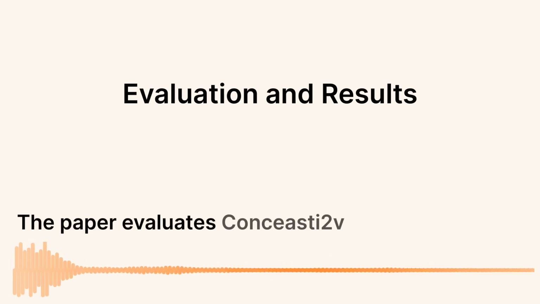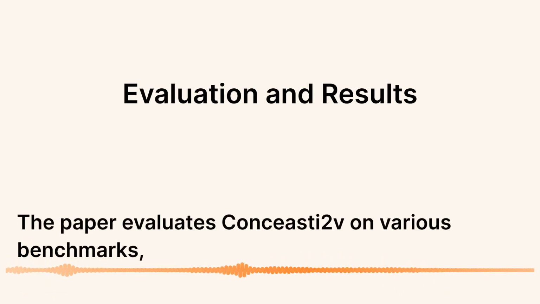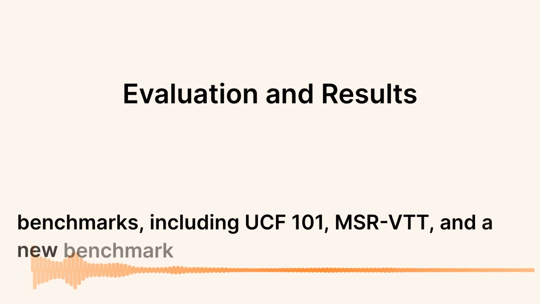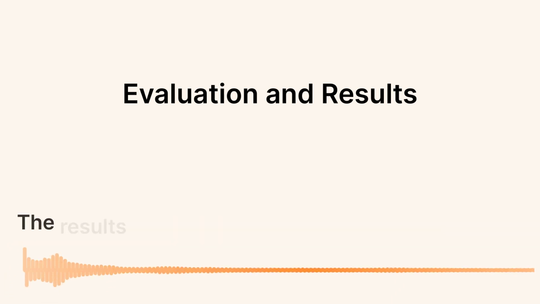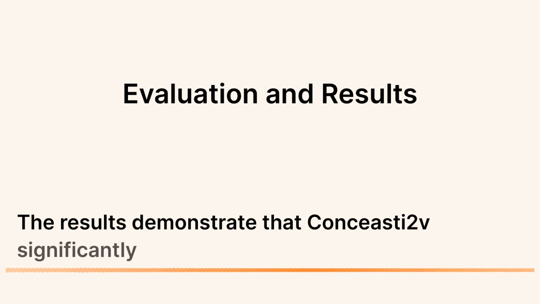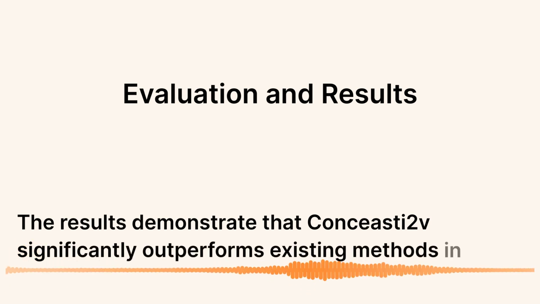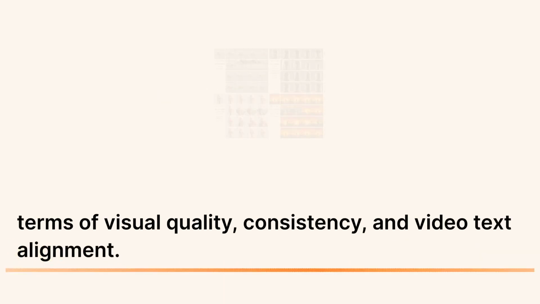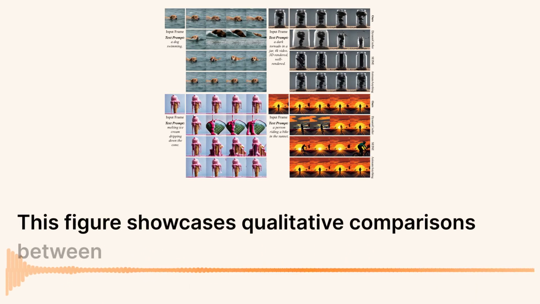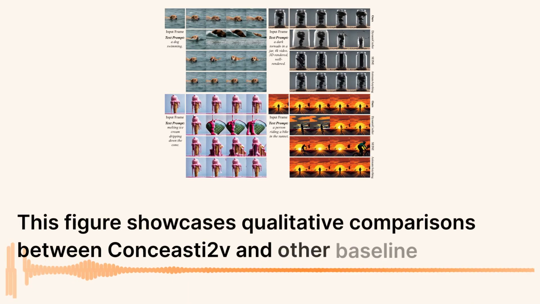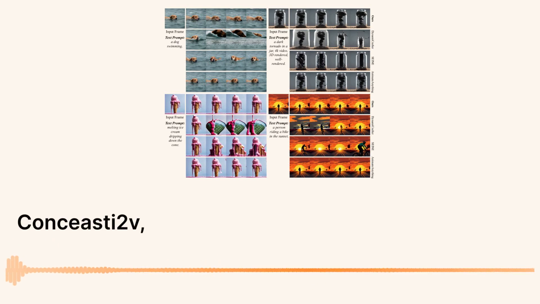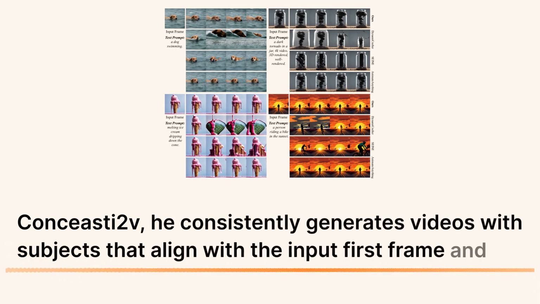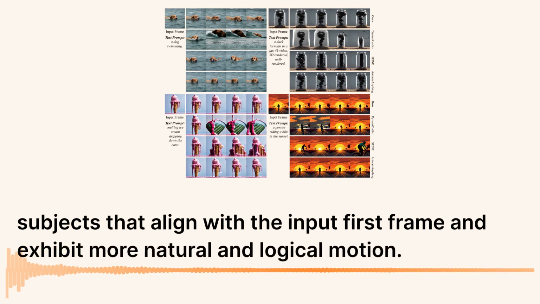The paper evaluates ConsistI2V on various benchmarks, including UCF101, MSRVTT, and a new benchmark called I2V-Bench. The results demonstrate that ConsistI2V significantly outperforms existing methods in terms of visual quality, consistency, and video-text alignment. This figure showcases qualitative comparisons between ConsistI2V and other baseline models. ConsistI2V consistently generates videos with subjects that align with the input first frame and exhibit more natural and logical motion.